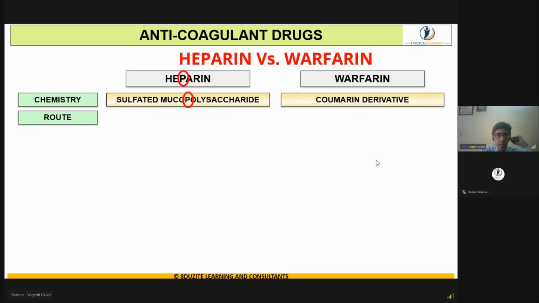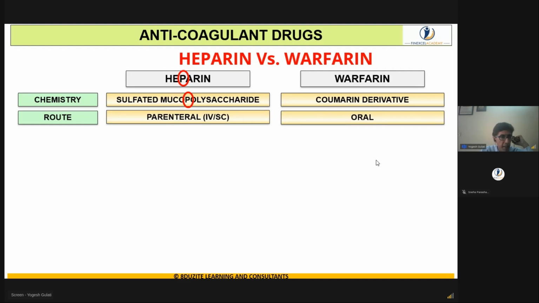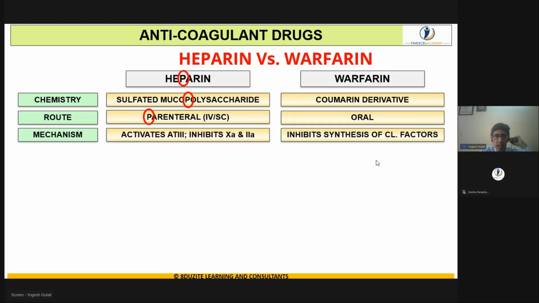Next is route. Heparin is given always parenterally, never intramuscularly, only intravenously or subcutaneously, but given parenterally. Warfarin is given orally. Parenteral also has letter P. So heparin P, polysaccharide P, parenteral P. Mechanism. Heparin activates antithrombin 3, an indirect thrombin inhibitor, and this antithrombin 3 then kills factor 2A and 10A both. Warfarin inhibits synthesis and does not touch the circulating clotting factors.